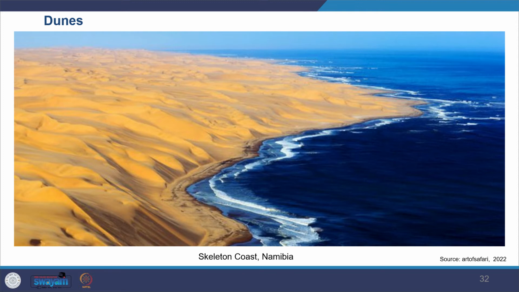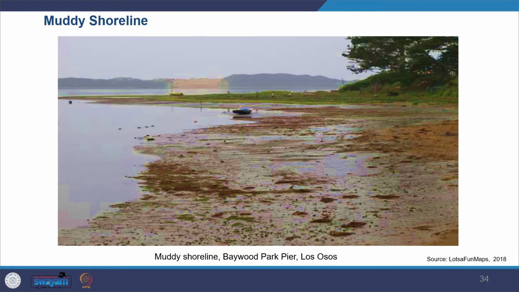Then you also have muddy shorelines, and muddy shorelines are common along the upper level of the intertidal zone of estuaries and sheltered tidal embayments. You see that in the figure. And they form where tidal current velocities are too weak to completely resuspend the mud that settles out at higher water slack.